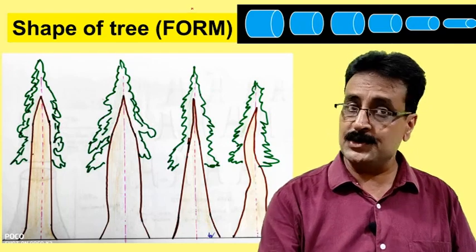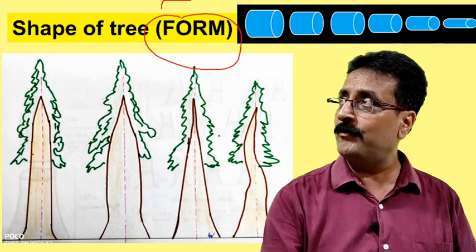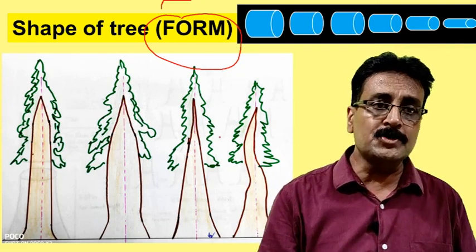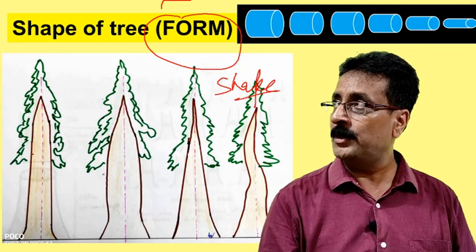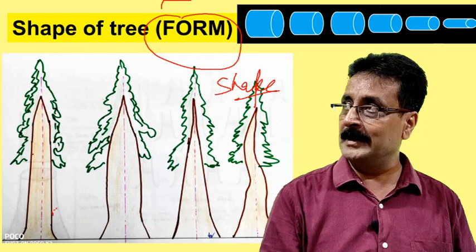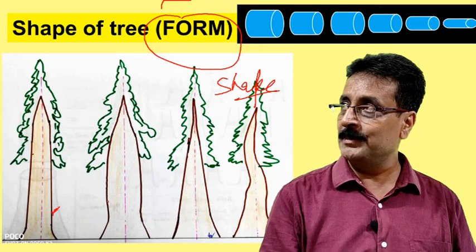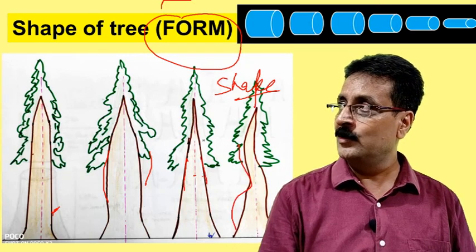Then next is measuring the form factor. Now what do you mean by form factor here? Form here means shape. Now why is shape important? Because if you see the shape here, it is a bit like cylindrical. Here it is just like a paraboloid. Here it is a cone or conoid shape. Here it is a very crooked shape.